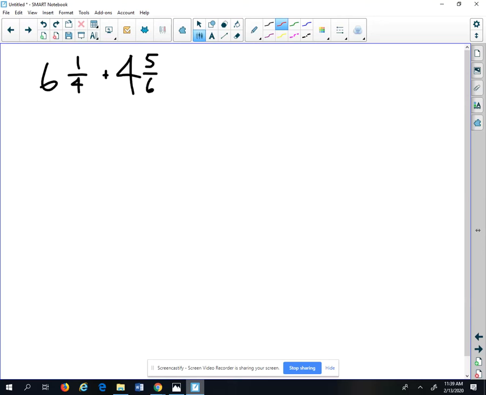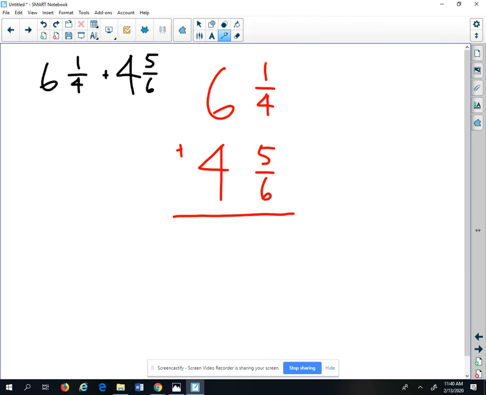Hello everybody, today we're going to be adding mixed numbers. The first thing to do is to put your problem in working form by writing it vertically. In order to add, you need common denominators.